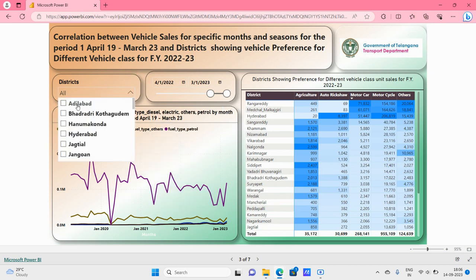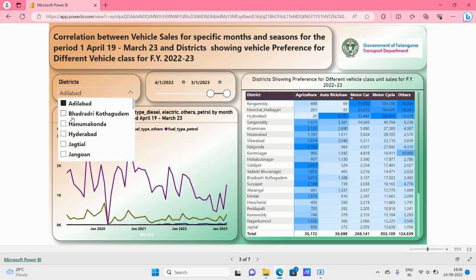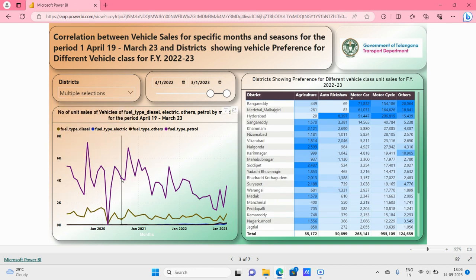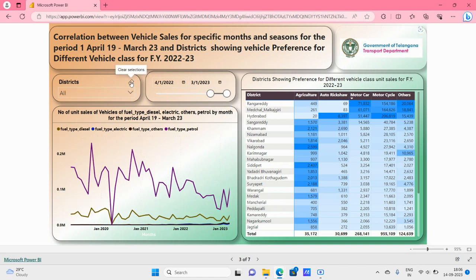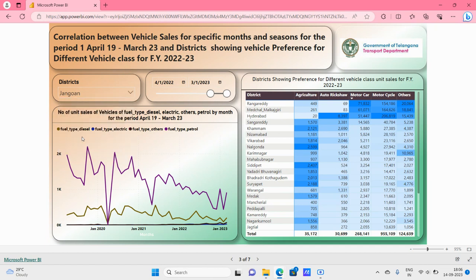For this visual, we have taken a slicer. Here we can select any district, we can select multiple districts over here and see how the unit sales vary as per the months. Now I will remove the district and I will again select one, Jangaon district, where we can see the graphs are varying.